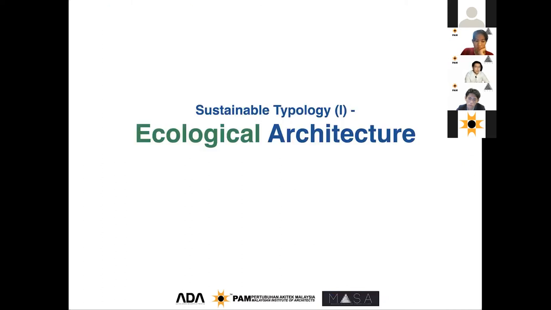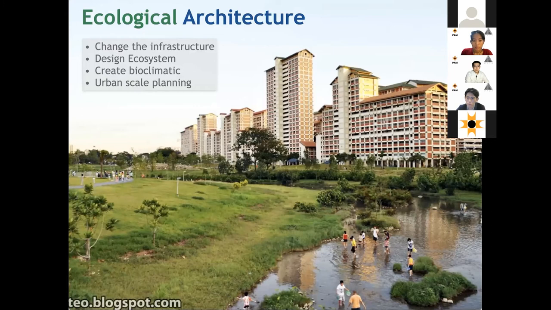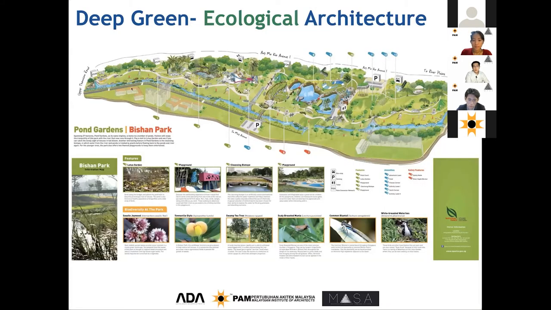But I'll show you some precedent studies. Now, this is ecological architecture. This is a case study in Bishan Park, Singapore. The government spent 76 million. This is a drainage, a concrete drainage. It's very common in the city center, especially in KL. We see a lot of this. And the government hired a landscape architect to lead this infrastructure changing program. So it changed the whole infrastructure. It changed a drainage into a stream. So it redesigned the whole ecosystem. It created a bioclimatic design, and this is urban scale planning. This was a concrete drainage, and it created a park here.